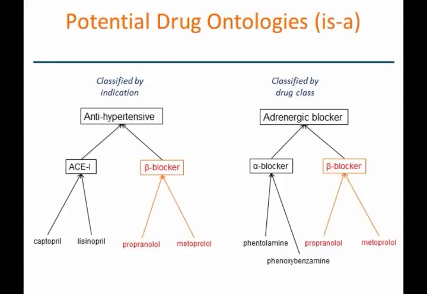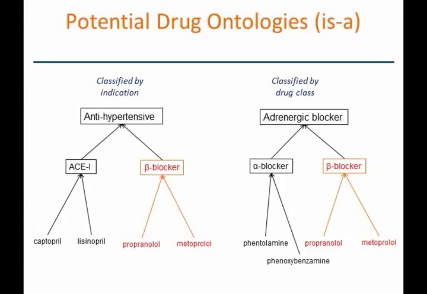But we could also look at how drugs are classified chemically or physiologically. There are adrenergic blockers. There are two kinds of adrenergic blockers. There's the alpha blocker and the beta blocker. Well, we see the beta blocker here, which are the same drugs that are antihypertensives, are now classified as adrenergic blockers.